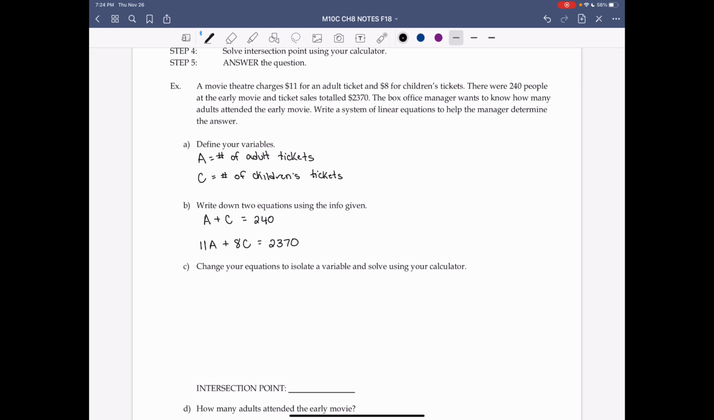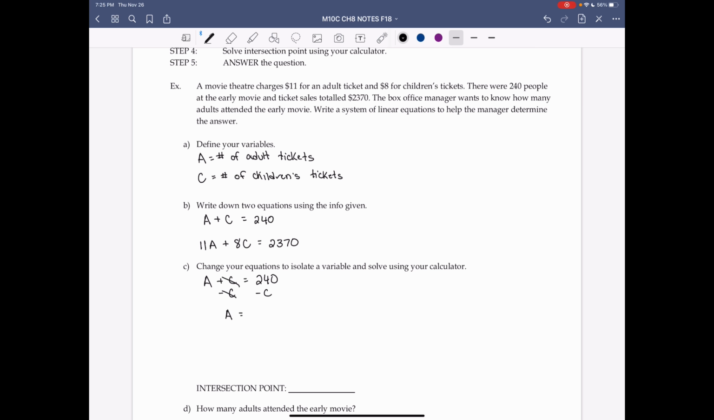There's our two equations. Part C, change your equations to isolate a variable and solve using your calculator. You can isolate either variable in this case because they're not x and y, so it doesn't matter. Just pick one to isolate, but you have to isolate the same one in each of the equations. So if you pick A, you're isolating A in both equations. If you pick C, you're isolating C in both. I'm going to isolate A, starting with the first equation. A plus C equals 240. I want to move the C away from A, so I'm going to subtract C from both sides. C minus C is 0. I get A equals 240 minus C.